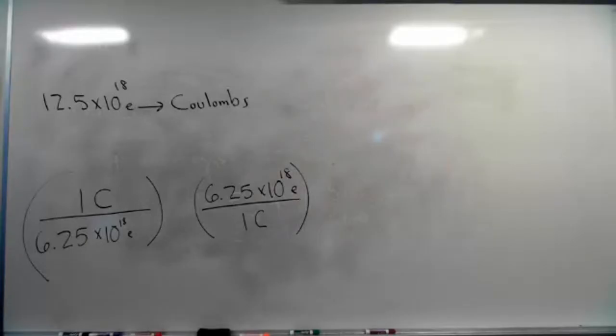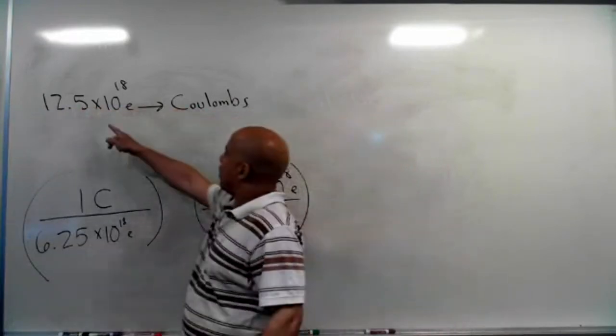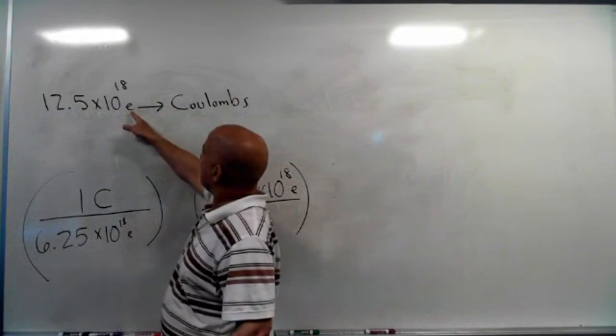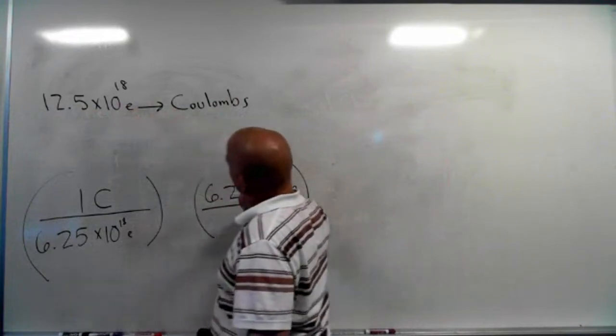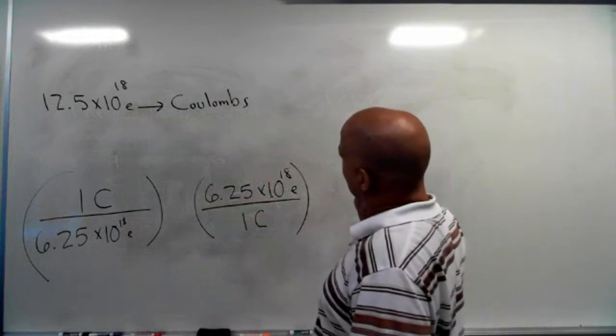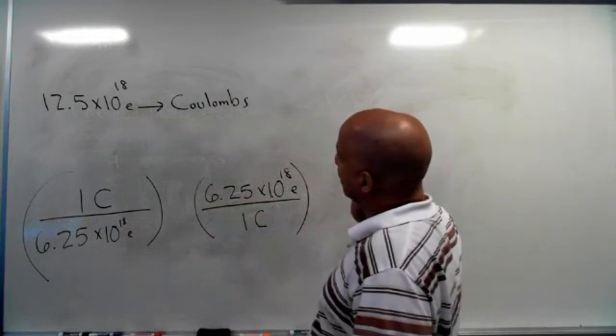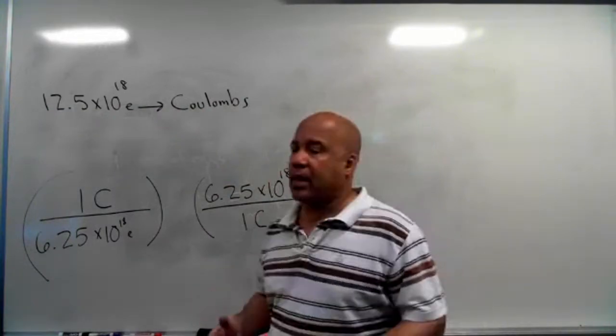Okay, I got 12.5 times 10 to the 18th electrons, and I want to convert that to coulombs. You might be able to look at that right away and say, well, that's pretty easy to do. All I've got to do is divide by 6.25 times 10 to the 18th, and you would be correct.